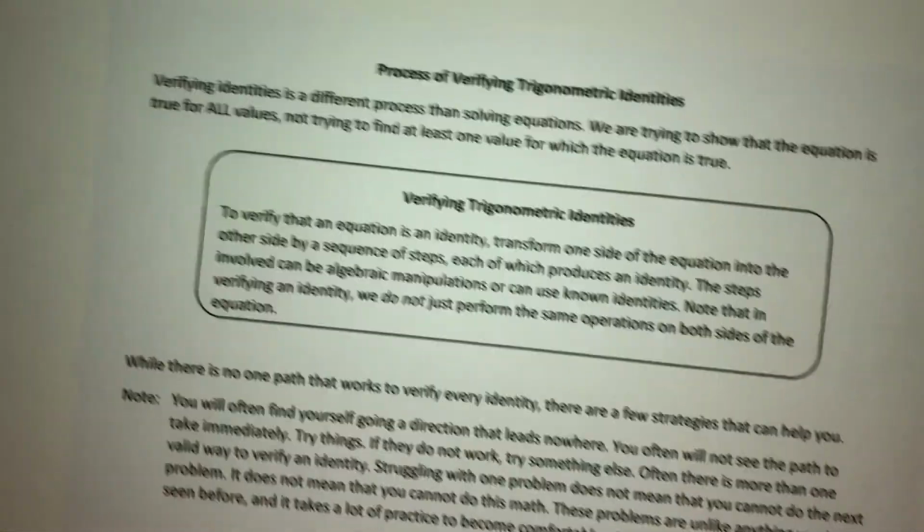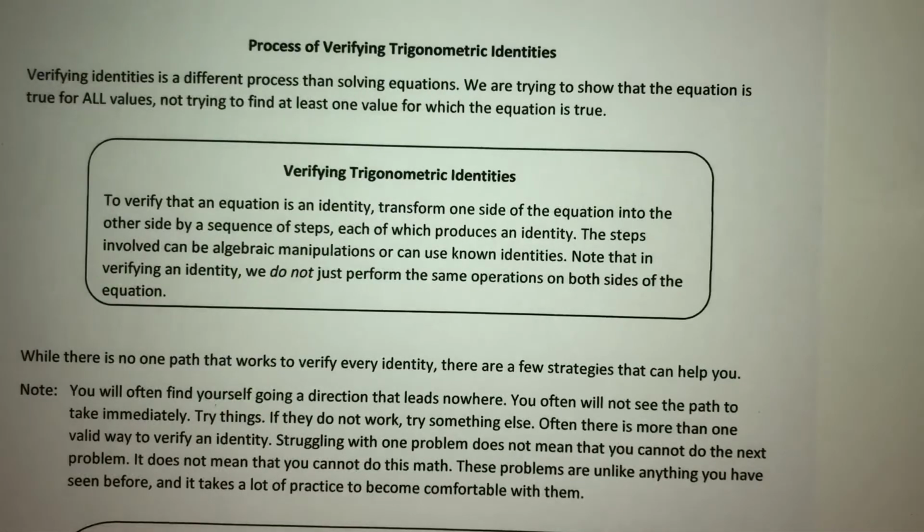Okay? So where else do we go? We're going to be asked in this chapter a lot to verify trigonometric identities. And it is a different process from solving an equation. We're trying to show that it is true for all values and not trying to find at least one value for which the equation is true. This means that we are not going to be allowed to do the same thing to both sides of an equation. That really only works if we know we have something that is equal.